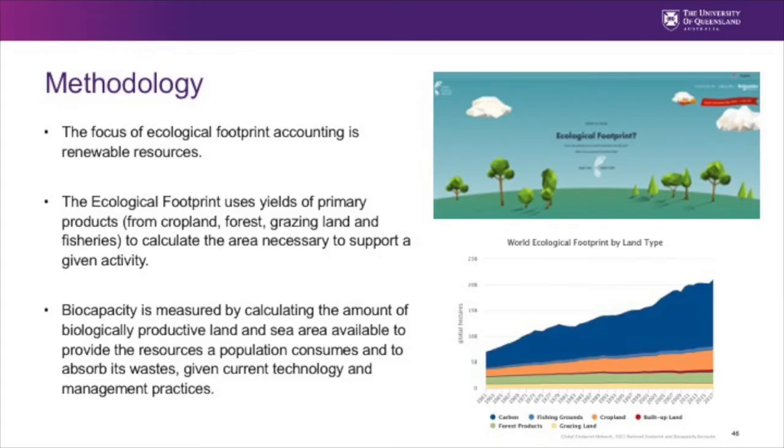And biocapacity is measured by calculating the amount of biologically productive land and sea area available to provide the resources a population consumes and to absorb its wastes, given current technology and management practices. So there are different books and literature where you can also get data. For instance, what are the technologies being used for energy production in Australia, and then it will have a different footprint depending on these biocapacity measurements, depending on the technology and the management practices.